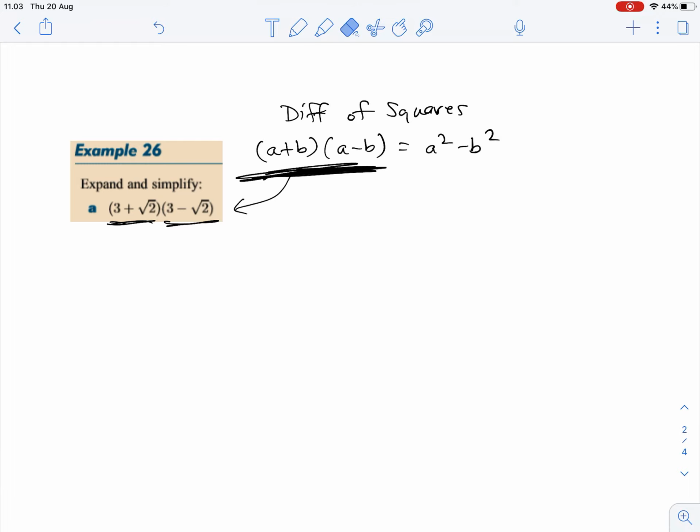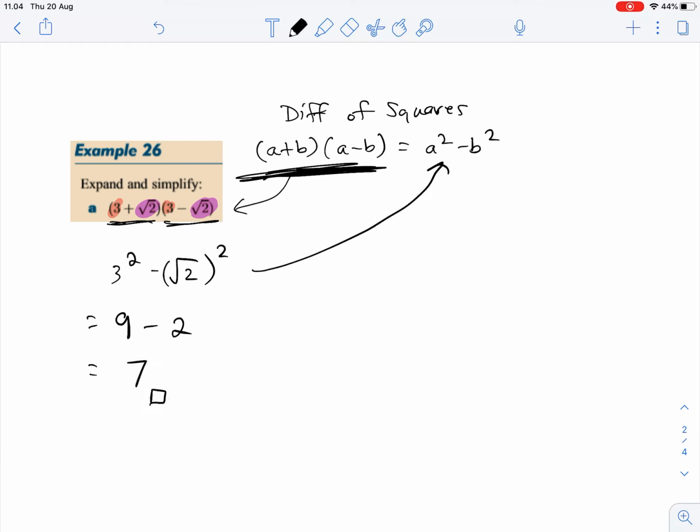So long story short, all I have to do really, if I know the shortcut, is do 3 times 3. And then all I have to do is square root of 2 times square root of 2, right? And if you did that, you would get 3 squared minus square root of 2 squared. That just comes from straight up there. And your answer would be 9 minus 2, which is equal to 7. Done.